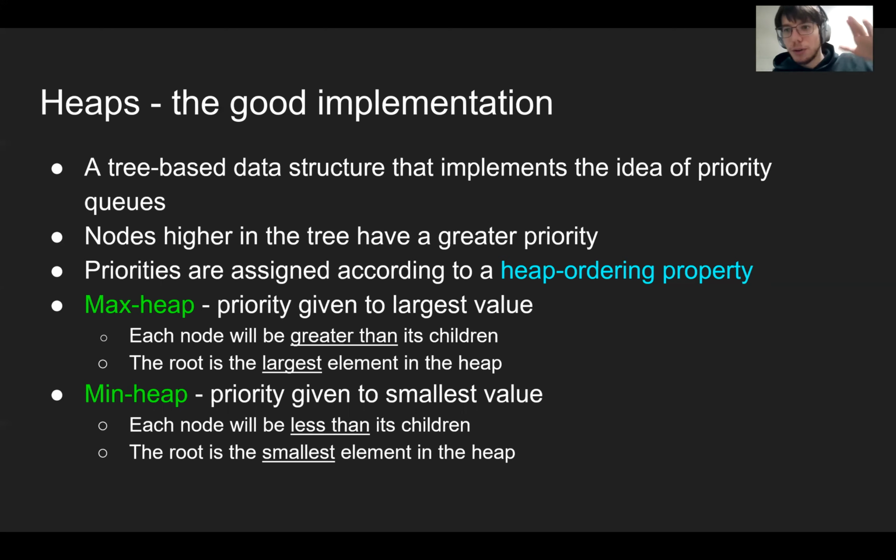In a max heap, each node is going to be greater than both of its children, or all of its children if it's an n-ary heap rather than a binary heap. Every node is greater than all of its children, and the root is the largest element of all, because it's larger than its children, and its children are larger than their children. In a min heap, since the priority is given to the smallest element, each node is smaller than its children, and so the smallest node of all is the root.